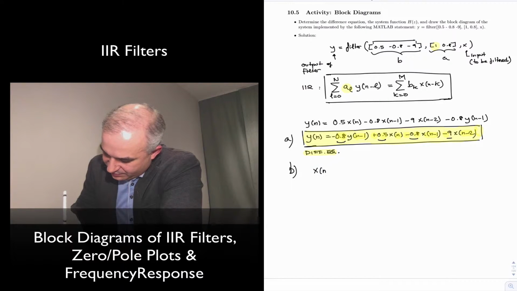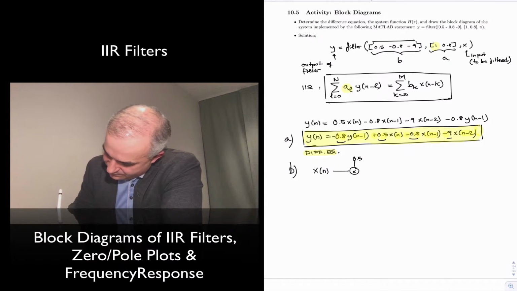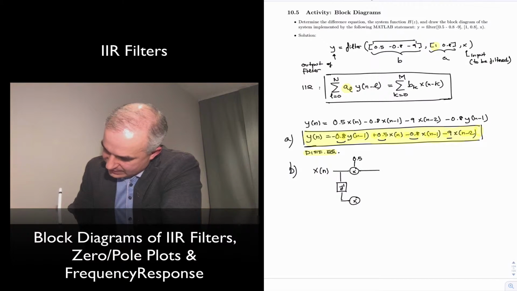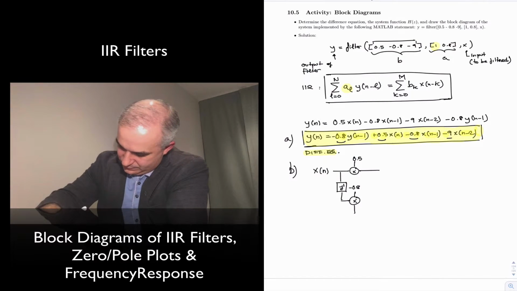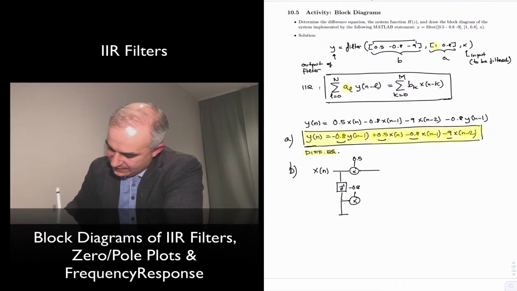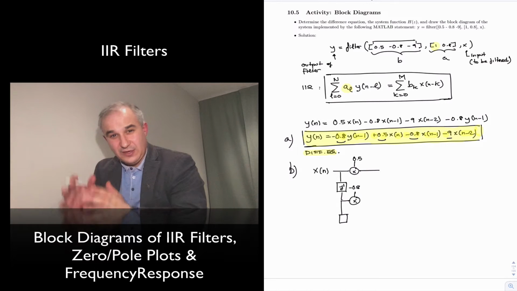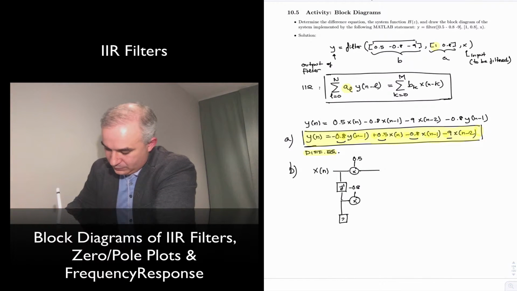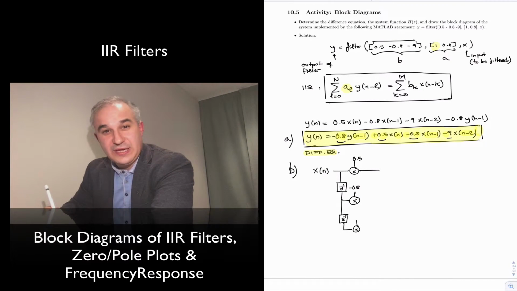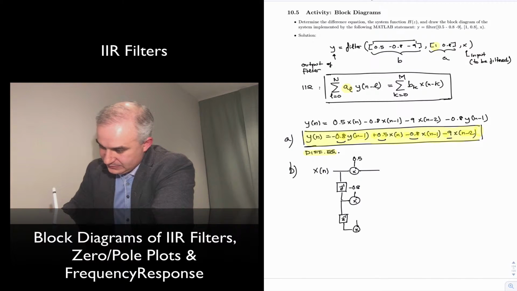So we have x of n here, the feed-forward part. It is multiplied by 0.5. Here you have a delay, z to the minus 1, multiplied by minus 0.8. So you have another multiplier. Again, this block can be done in hardware. You can do a particular hardware architecture, at the transistor level, to make a very fast filter, but you don't need to do that because these operations are available in every processor, as I said multiple times. Minus 9.